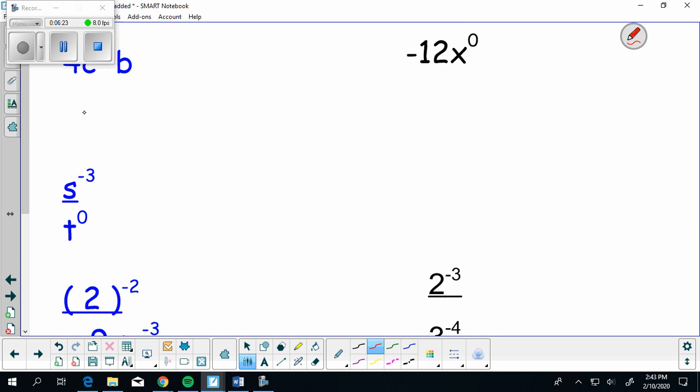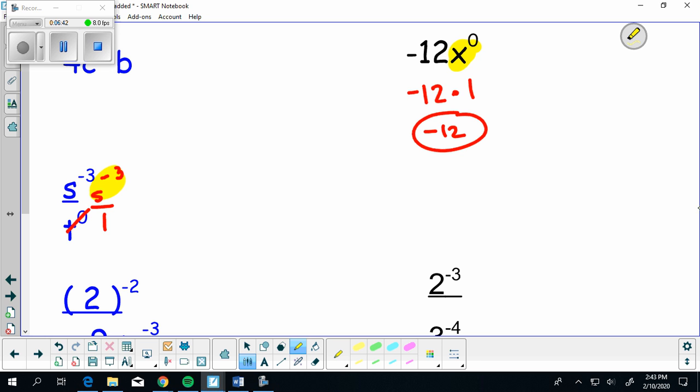Okay, same thing here. You can't really see this one. We'll go over here. X to the 0, if you remember from that first slide, is 1. So this is negative 12 times 1, which is negative 12. Here I've got a t to the 0. That part is 1. And I've got an unhappy exponent. So right here goes down to the bottom. So this is 1 over s to the third. And put him down there because he was unhappy.